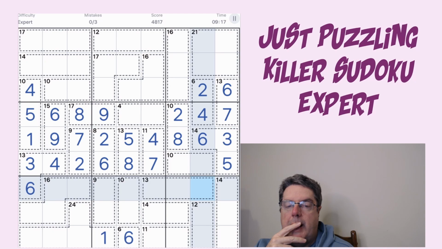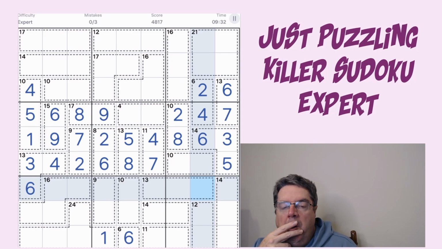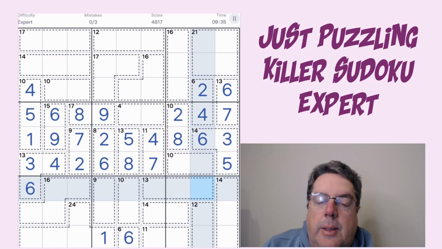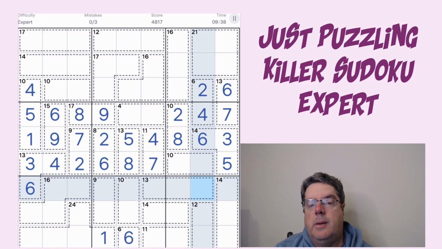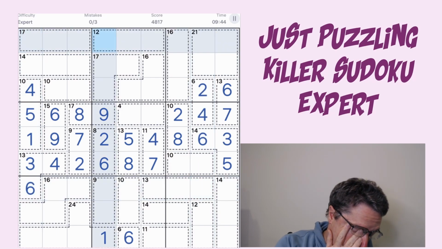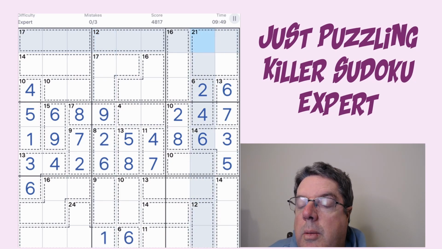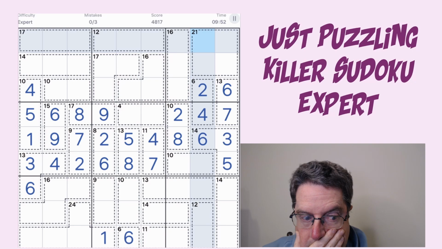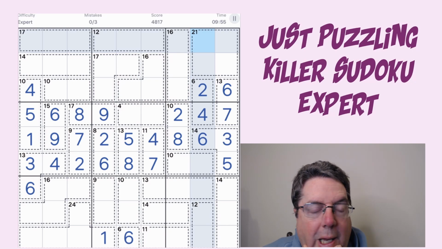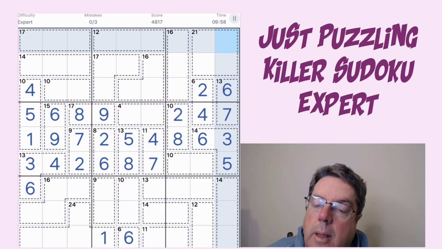5, 7, 3, 8, 1, 9, 2, 4, 8. And 3, 9, 1. 17 plus 12 is 29. That leaves 16. So 16 means that that can't be a 9 and 8. But what it can be is it can be 8, 1, 7.